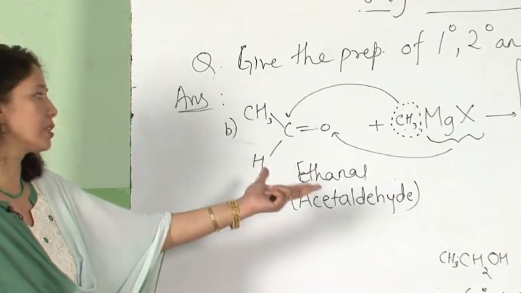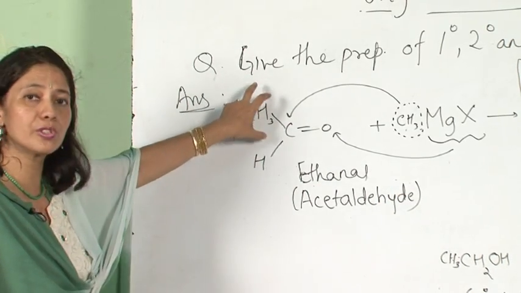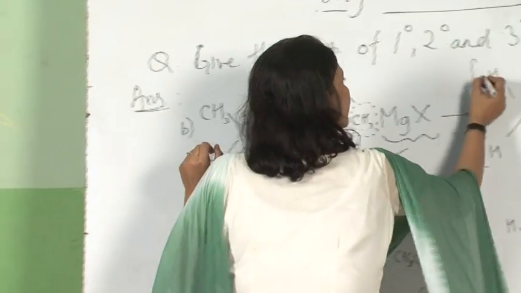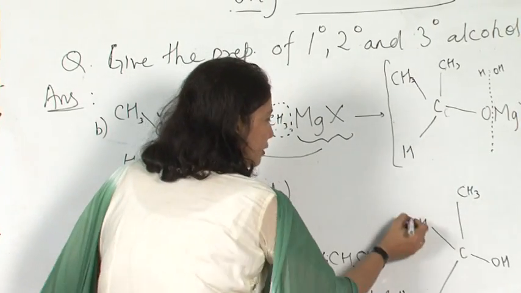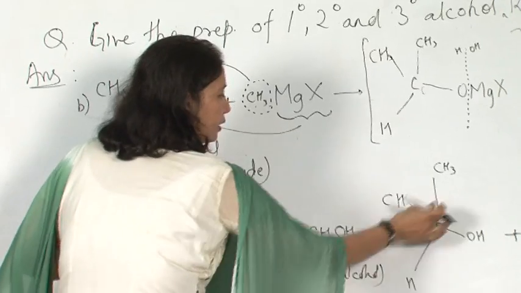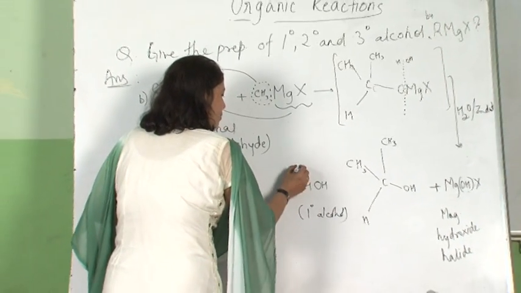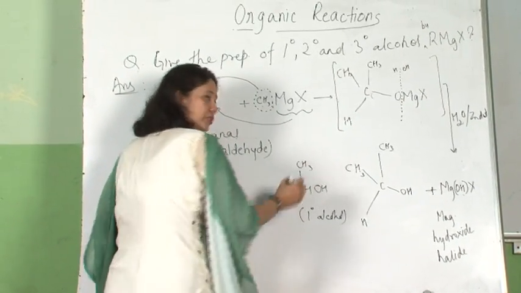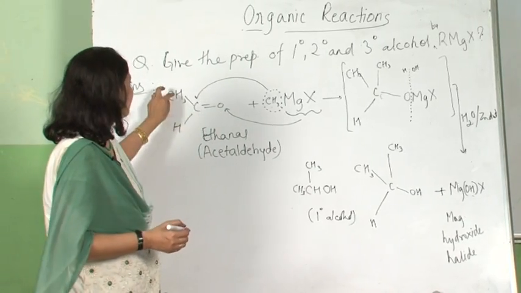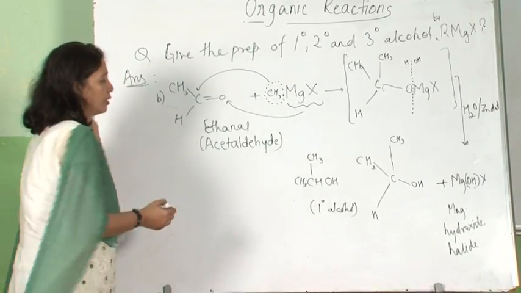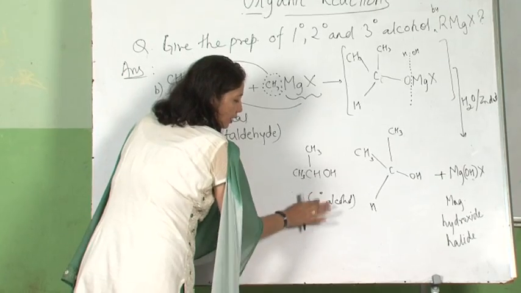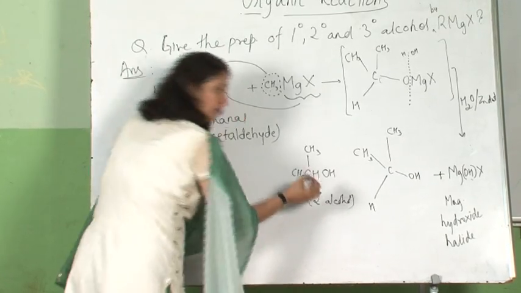The concept remains the same. In place of H, I just put CH3. So, I am changing only that place. CH3 here, CH3 here, and here one more CH3, only that much. Just by making this hydrogen CH3, I have now got a 2 degree alcohol.